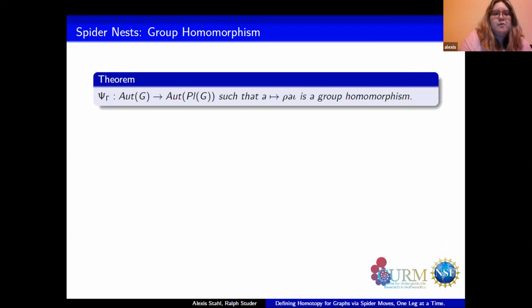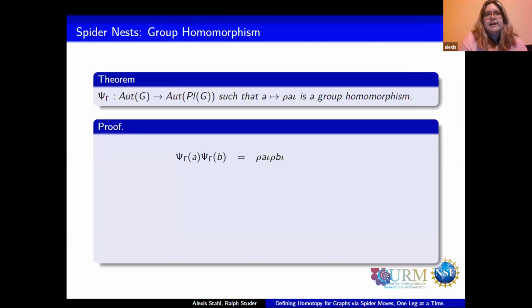So then we want to prove that psi gamma is a group homomorphism. This is a proof in essence. There's a lot of pieces that we didn't include in the presentation that are in our paper, but it would have been really long if we included them.